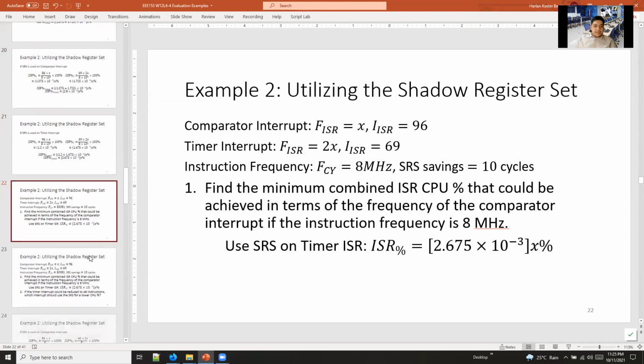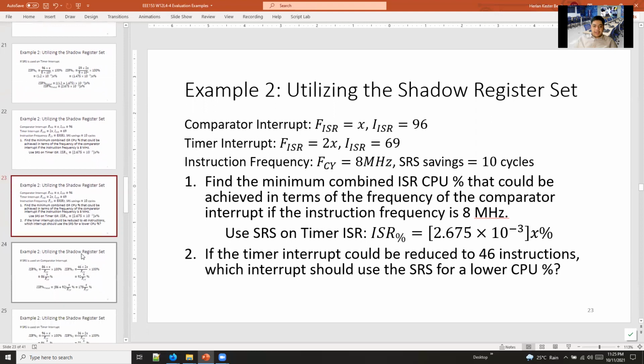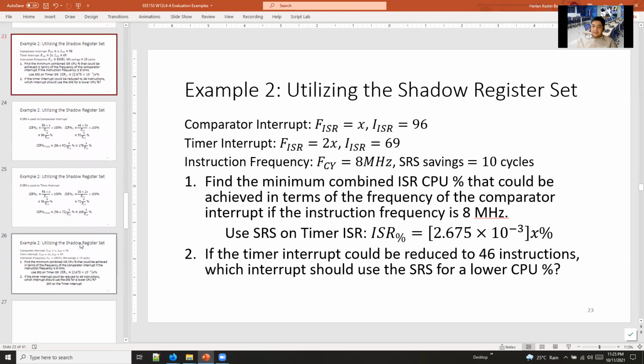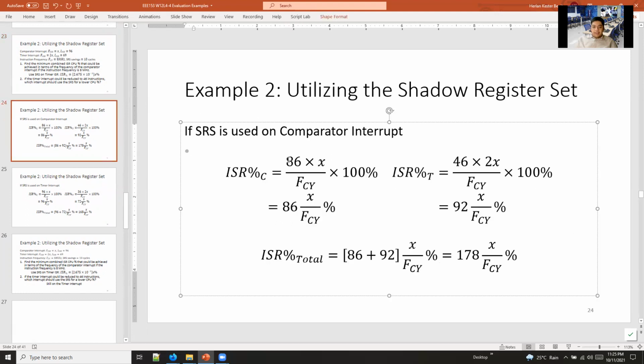So, next question natin is, if yung timer interrupt, bawasan natin ng 46 instructions. So, bawasan pa natin siya lalo. Ano yung mangyayari? Sino yung mas better? Mas better pa. Gamitan ng shadow register set. So, modify lang natin yung computations natin kanina. Ayan, pag ginamit pa rin natin siya sa comparator, 86 siya, and then 46 dito sa timer. And then, ayun, since binigay na frequency ng instructions, let's just leave it at that.